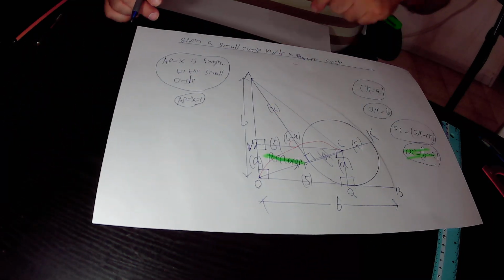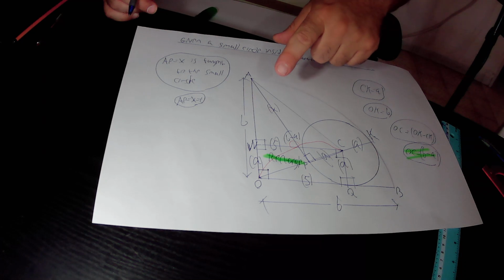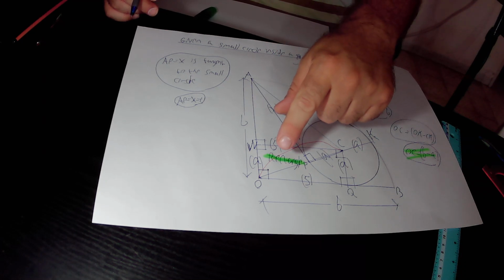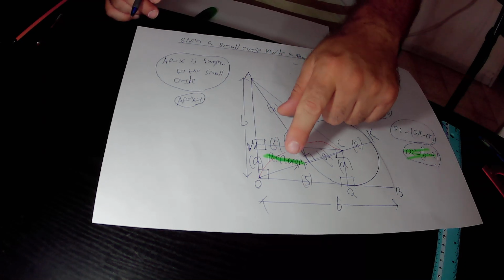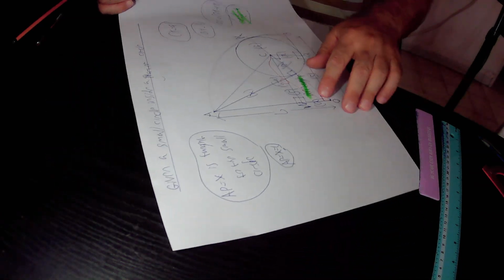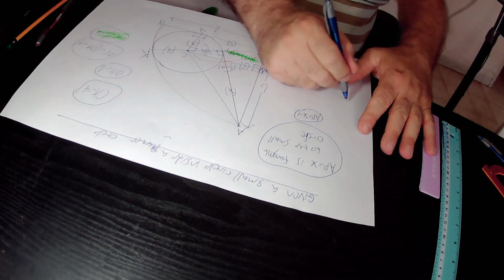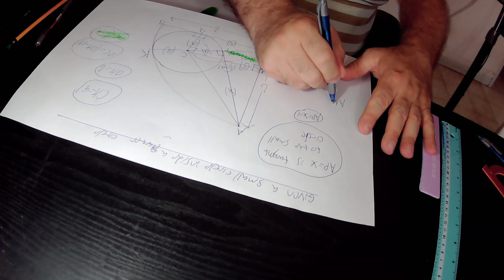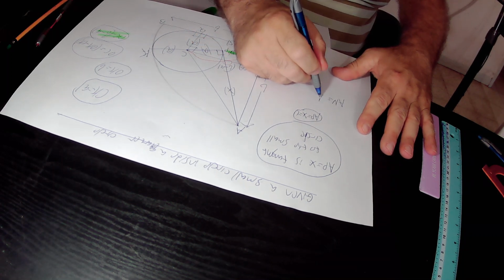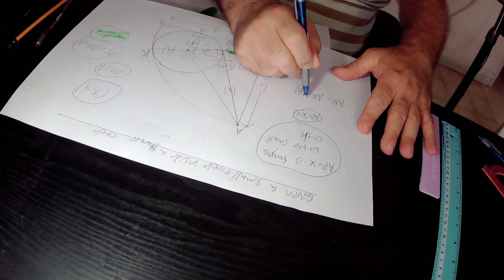Line 7 is AN. From the drawing it is very easy to see that AN in total equals AO minus NO. Again, AN equals AO minus NO. So I'll write it down: AN equals AO minus NO.